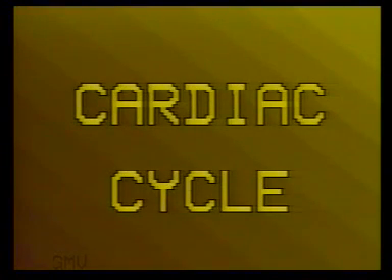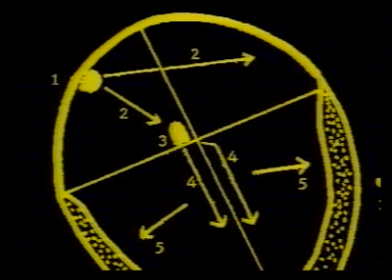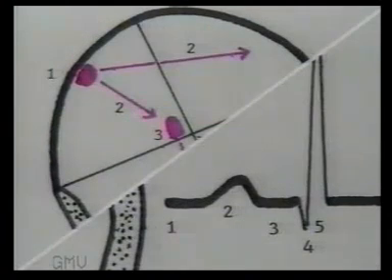Now we come to the cardiac cycle, or the chain of electrical events that occur during a heartbeat. The process of depolarization begins at 1, that is the SA node, passes to the atria, that's number 2, and then at 3 it passes across the AV node to the ventricles. In the ventricles it travels along the right and left bundle branches marked 4, and then through the Purkinje fibers to the ventricles.